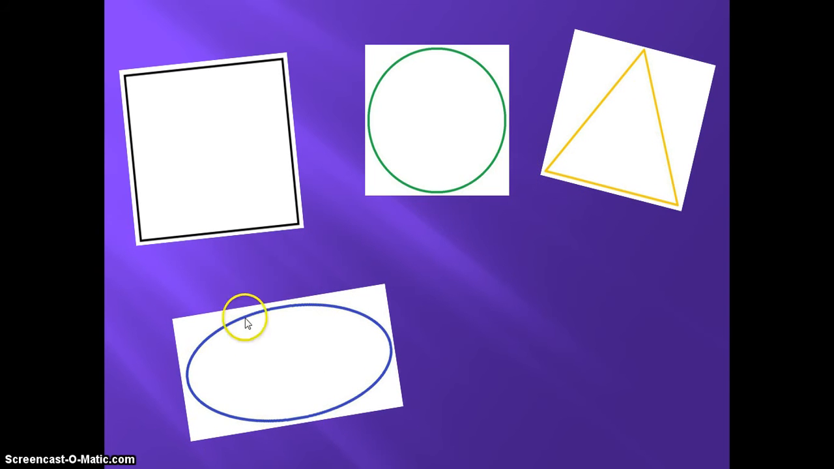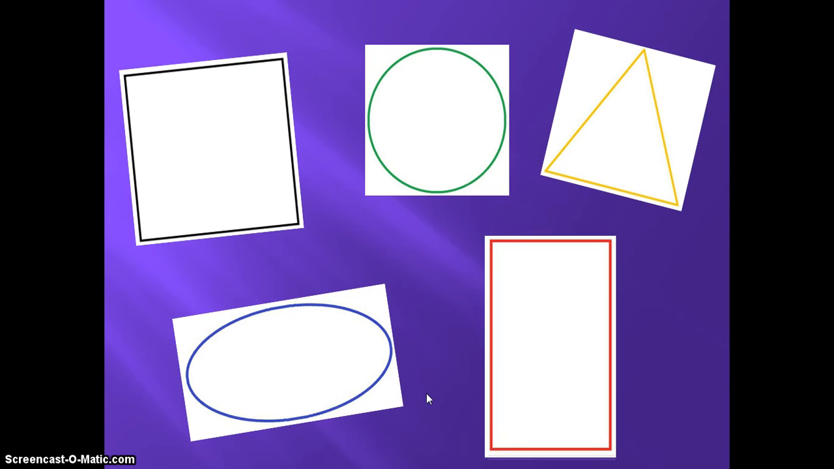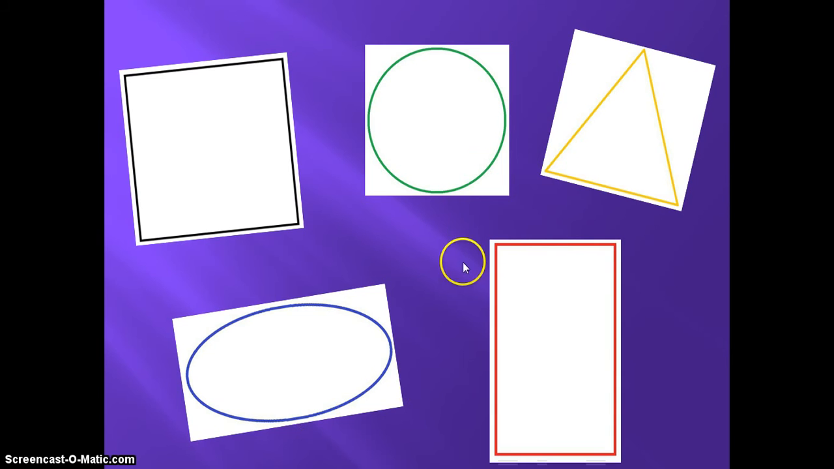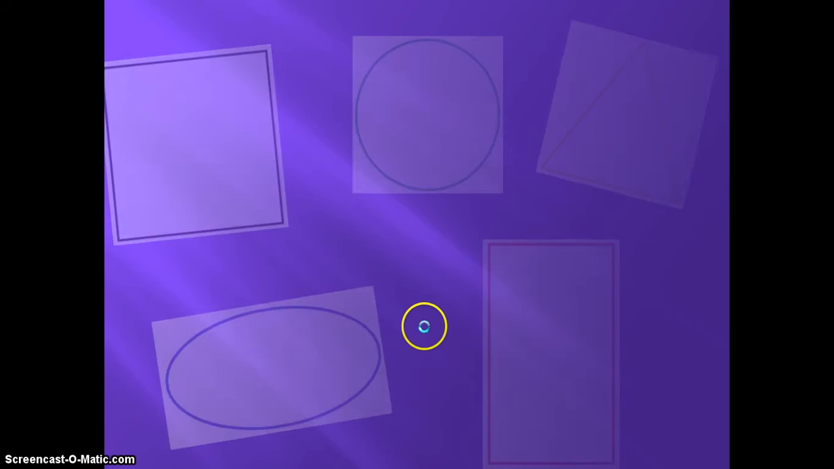Do you know the shape? Some of you might call it an egg, but I would say that it's called an oval because an egg is an object. This is a shape, so we call it an oval. And this one, it's not a square because it's not the same on every side. These sides are really long and these sides are short. So we call it a rectangle. Good job.